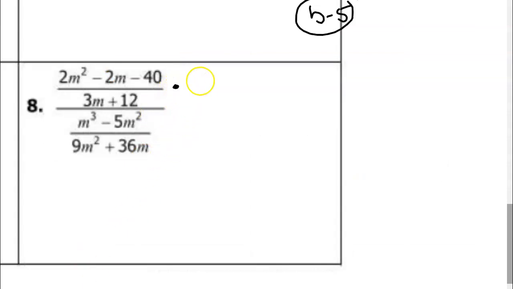All right, we're going to jump down here to number 8. Once again, as soon as I see a fraction, and we're going to multiply by the reciprocal, I'm going to factor this at the same time. If you look at a common denominator, the factor here is going to be 9m. So that means I'm factoring out a 9m. And that's going to leave me with m right here, and then that's going to be 4 plus 4. Okay.